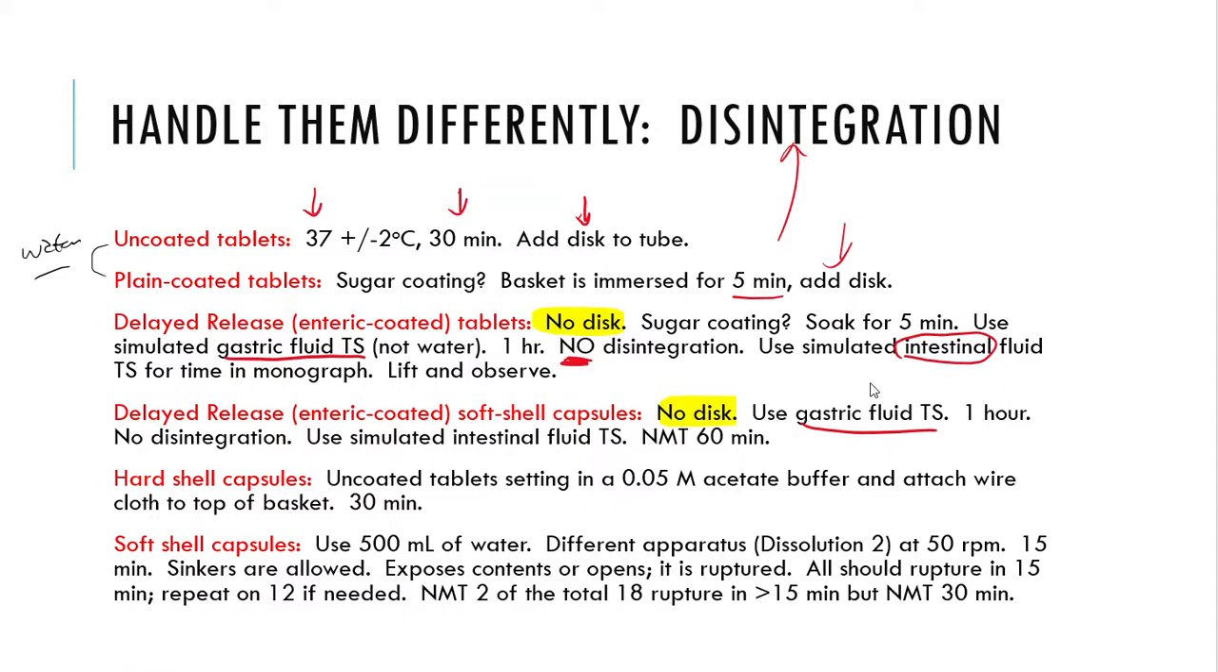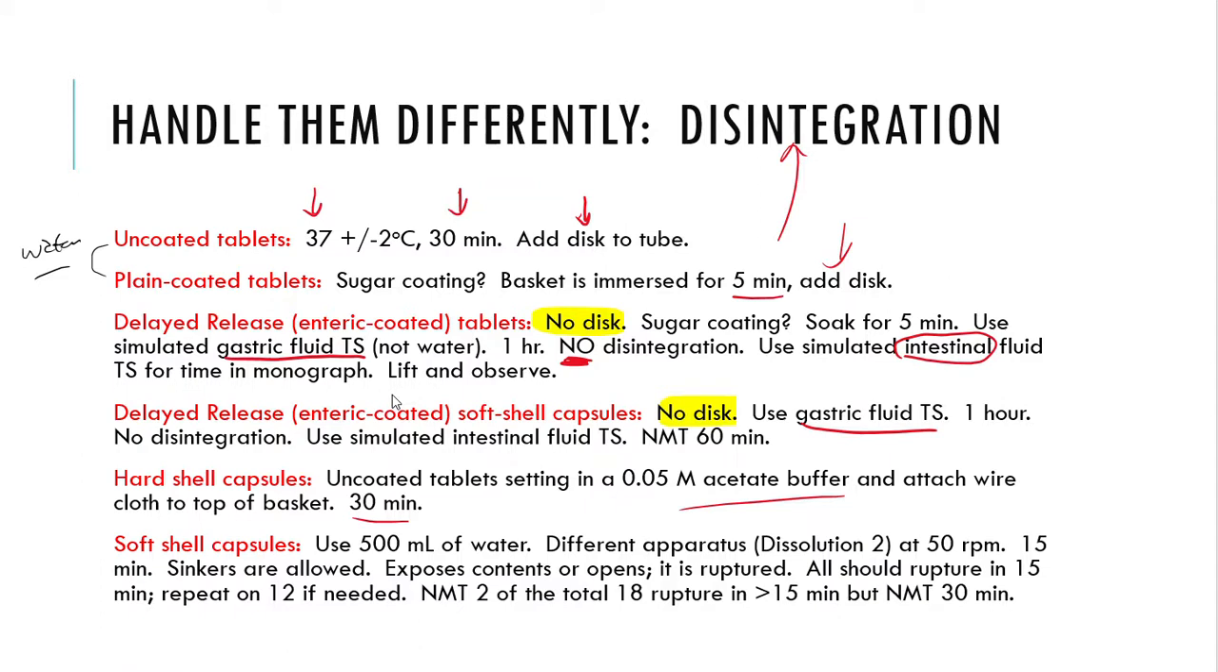It's still no disc. It's still gastric fluid for an hour, no disintegration. It's still intestinal fluid, but not more than 60 minutes here. So again, the monograph will kind of tell you what you should be doing, and that's always the source of information that we go to. All right, down here at the bottom are hard shell capsules and soft shell capsules. Hard shell capsules, again, those are the ones that you can typically pull apart and release the ingredients. These uncoated tablets typically require a buffer in order to start to dissolve the outside of that capsule. And we also attach what they call a wire cloth to the top of the basket. It normally goes 30 minutes, just like our normal run-of-the-mill tablets do. But that's really the only difference is the acetate buffer.